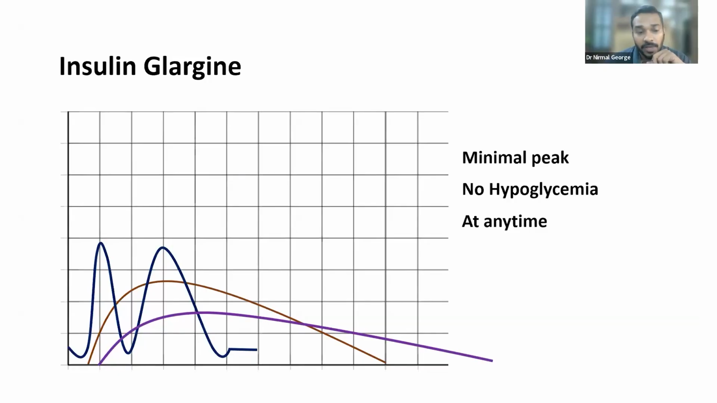And the important point you have to remember is that insulin glargine is available in acidic pH. Because most of the insulins are formulated in basic pH or in a neutral pH, it cannot be combined with any other insulin.